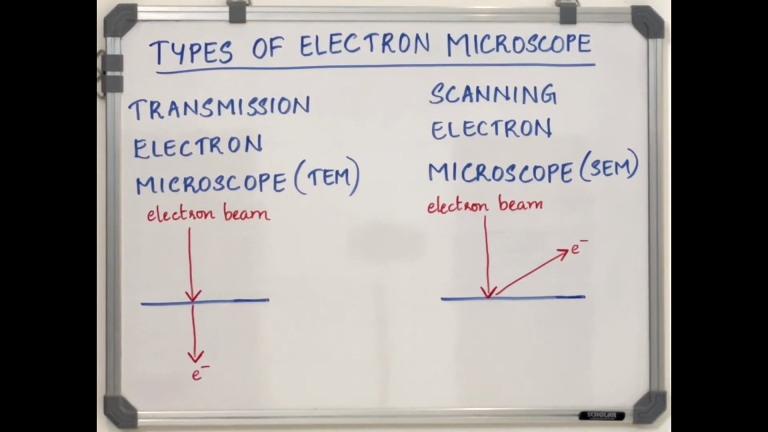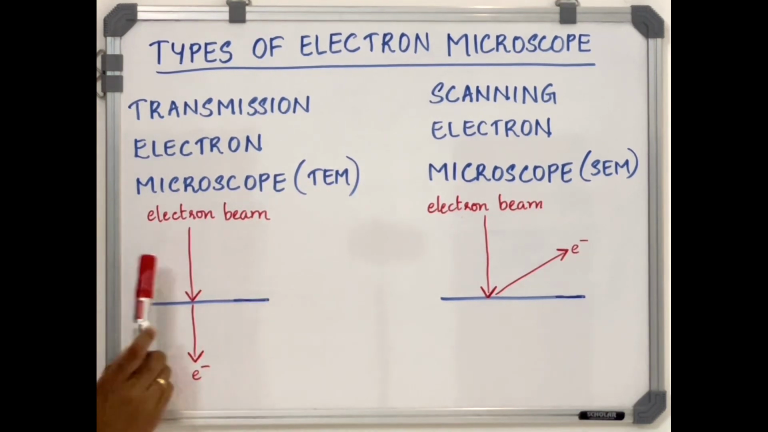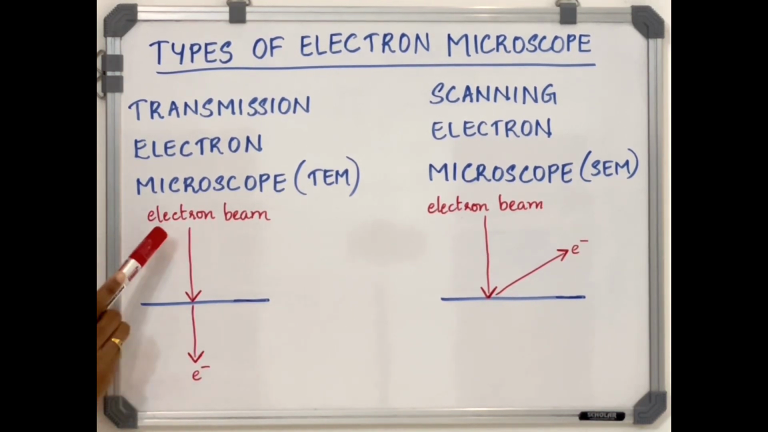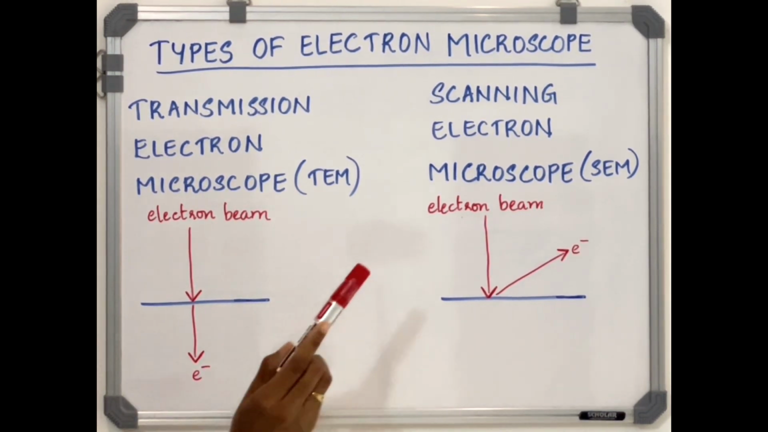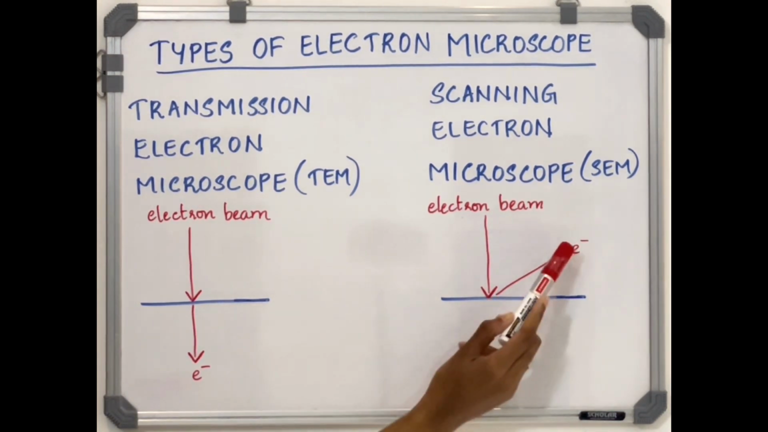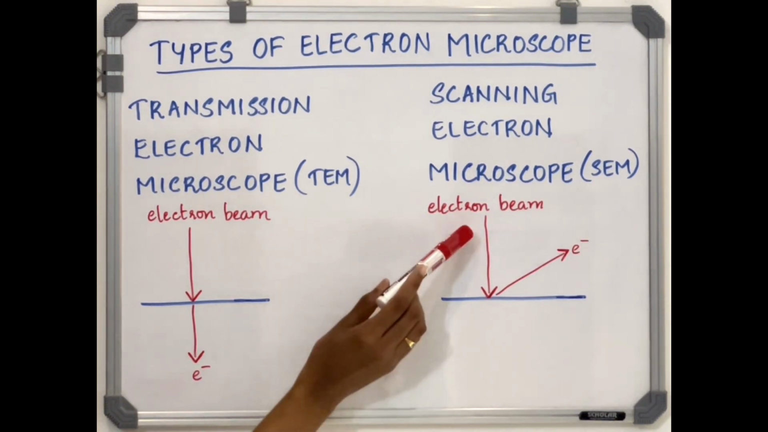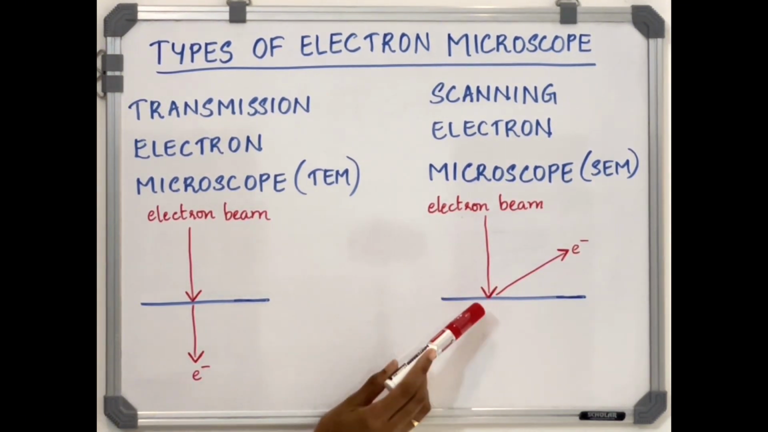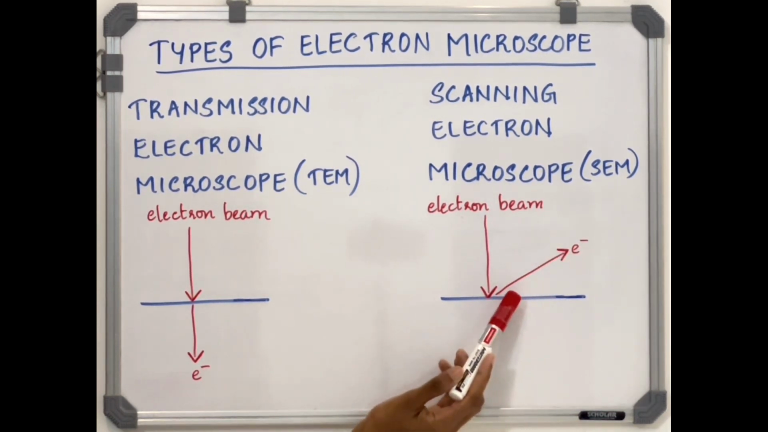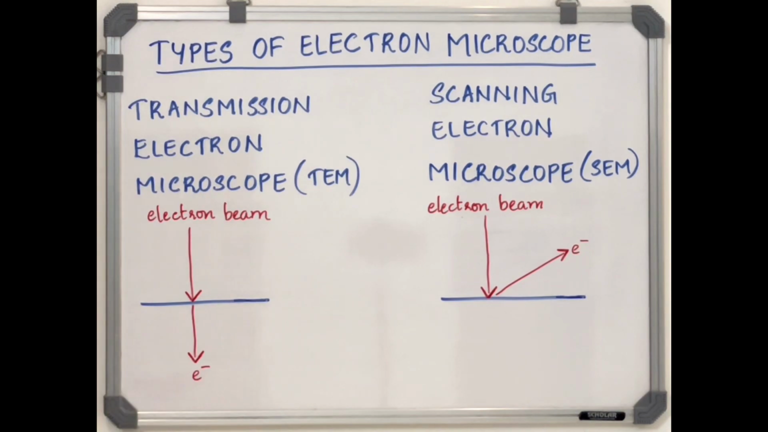Types of electron microscope: there is the transmission electron microscope, TEM, and the scanning electron microscope, SEM. The transmission electron microscope forms images using the electrons that are transmitted through the specimen. You can see here an electron beam incident on the specimen, and those electrons which are transmitted through the specimen are used to form the image in TEM. In the scanning electron microscope, they utilize the electrons that bounce off from the surface of the specimen. An electron beam is incident on the specimen, and those electrons which bounce off from the surface are used to form the image in SEM.